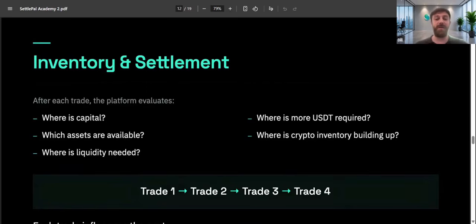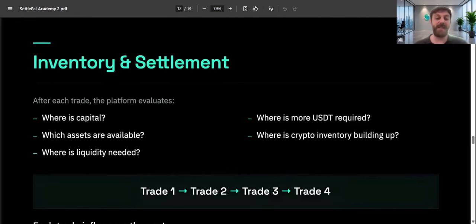So let's make that really practical. Imagine Bitcoin currently offers the highest spread. Normally, you might assume that SettlePal should simply keep trading Bitcoin, but what if exchange B already has enough Bitcoin? And what if it actually needs more USDT, for example? If the platform continues selecting Bitcoin trades only because the immediate spread is slightly higher, then the inventory on that exchange may become less efficient. So the platform may actually prioritize another trade that helps rebalance those assets.